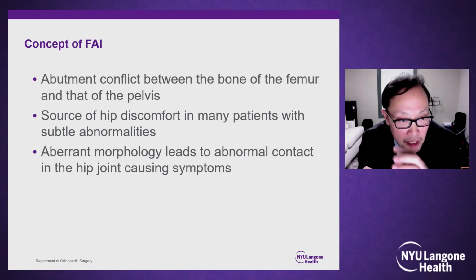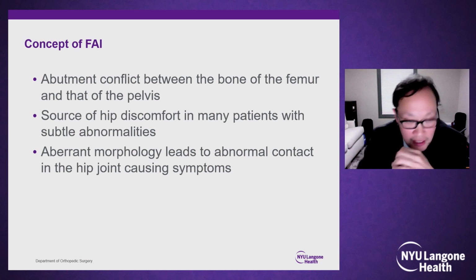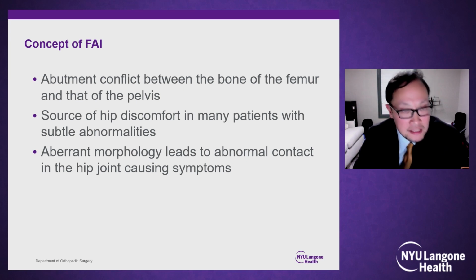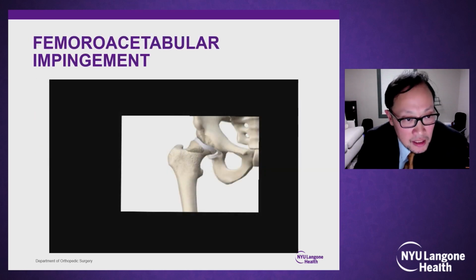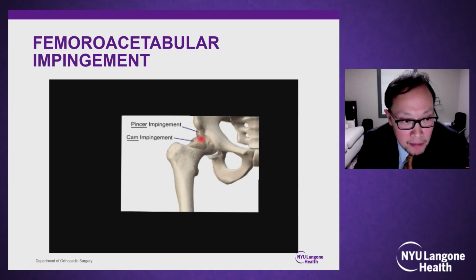It's the abutment conflict between the ball of the femur and the socket of the pelvis. It's a mechanical process that leads to damage of the cartilage and symptoms. This is an animation that's exaggerated, showing a bump over the femoral neck and a bump on the acetabulum, and showing the contact that's involved.